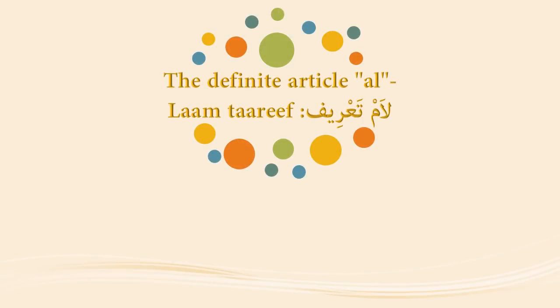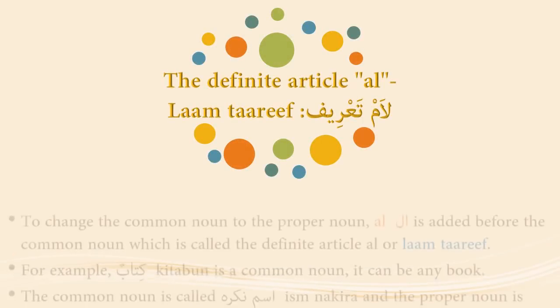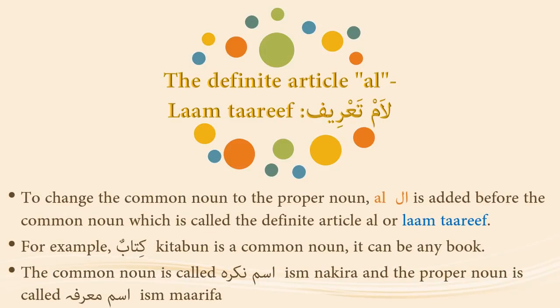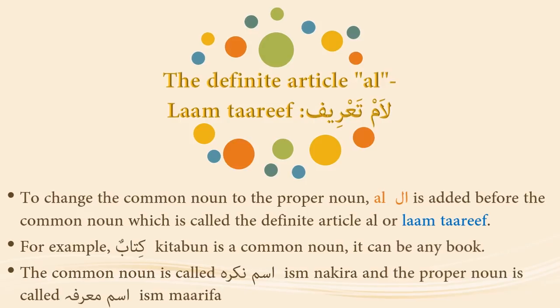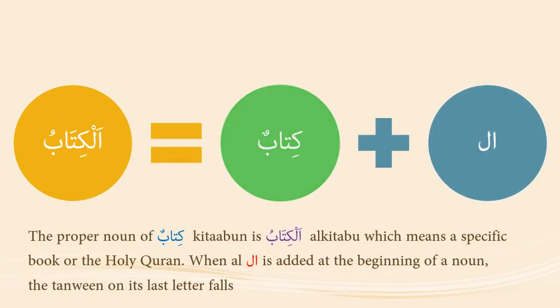The definite article al, lam ta'rif. To change the common noun to the proper noun, al is added before the common noun, which is called the definite article al or lam ta'rif. For example, kitabun is a common noun. It can be any book. The common noun is called ism nakira and the proper noun is called ism ma'rifa. The proper noun of kitabun is al-kitabu, which means a specific book or the Holy Quran. When al is added at the beginning of a noun, the tanween on its last letter falls.